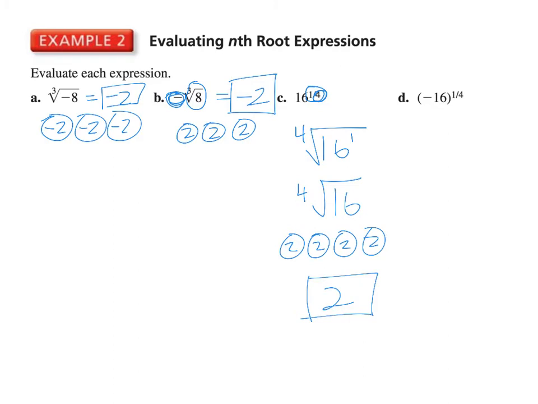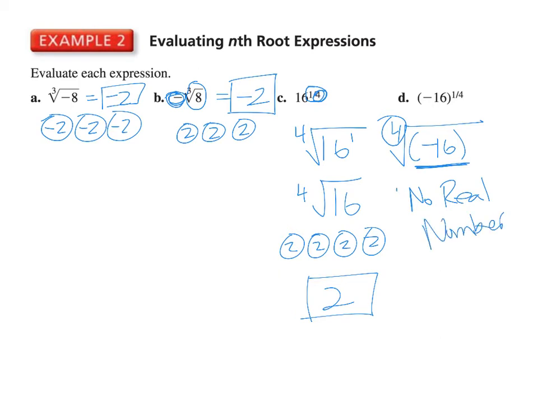And for the next one, here I have negative 16, and I'm taking the fourth root of it. Now this is an important question. Can you take an even root of a negative number? No, you can't. So there is no real number here as your answer. Going on to the next example.